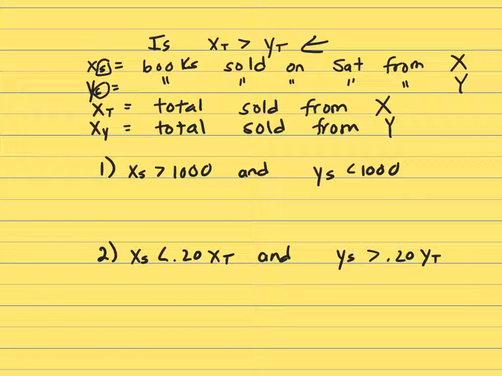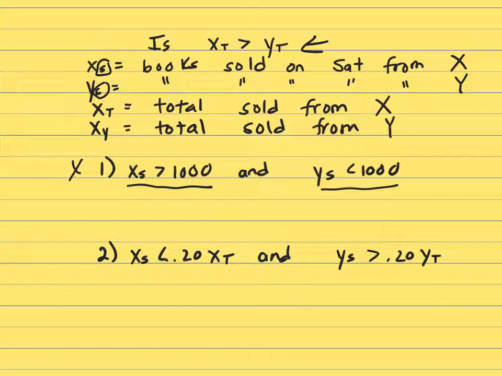So clue 1 says more than 1,000 books were sold at bookstore X on Saturday. And there were fewer than 1,000 at bookstore Y on Saturday. Well, that doesn't tell us about the rest of the week, so that doesn't work by itself.